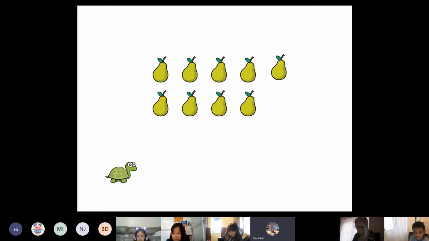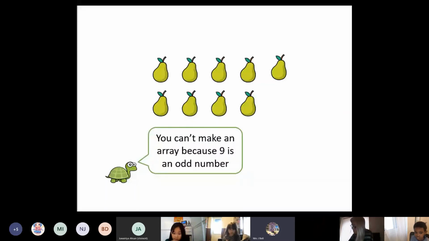So Tiny, he's a character from our Maths Mastery. He says you can't make an array because 9 is an odd number. Is he right? Now, what I'd like you to do is, if you manage to get your rice grains or your little cubes and so on, get 9 of them and see if you can make an array. Is Tiny right? Can you make an array? He said you can't. Is he right?